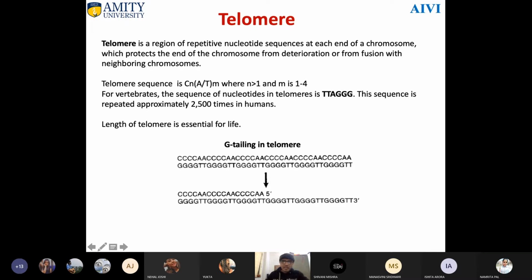And at the end, it is going to have a single-stranded overhang, like GGTT and GGGT.